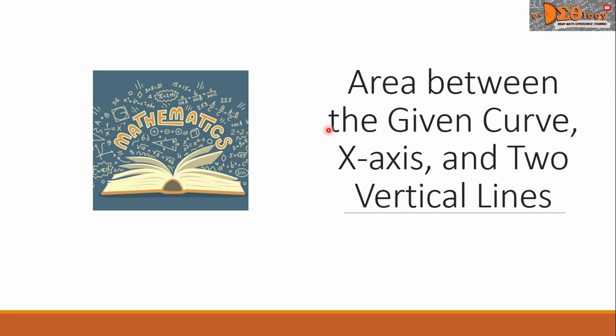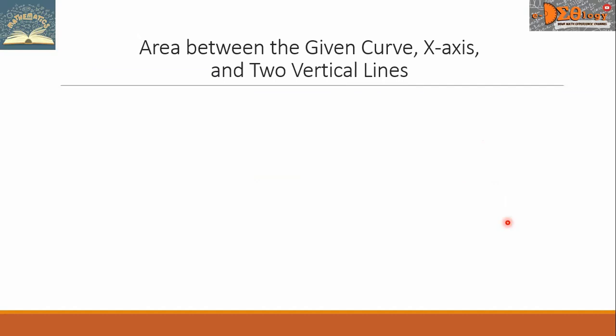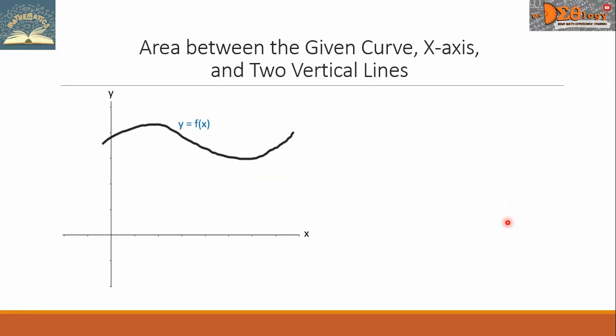Hi everyone. Today we're going to study area between the given curve, x-axis, and two vertical lines. Here we have a function y equals f of x, represented by this graph on the rectangular coordinate system. We have the x-axis and the y-axis. We have two vertical lines that pass through A and B respectively. Now we want this area here.